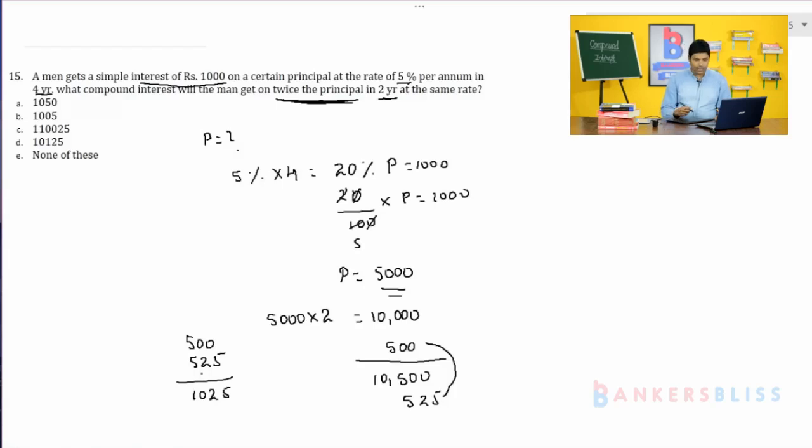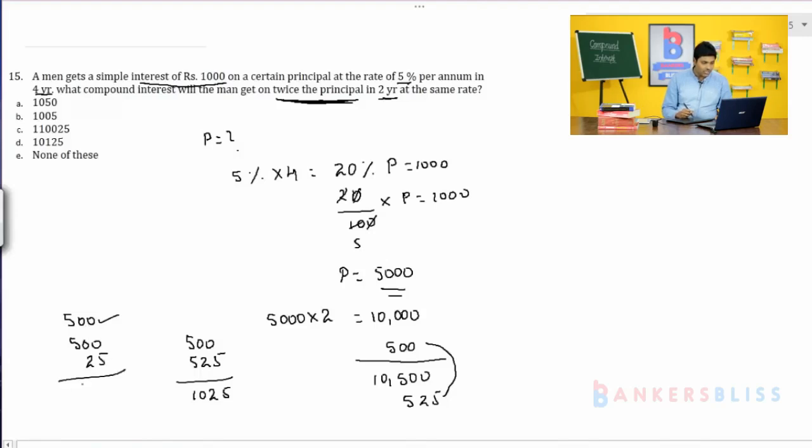Or else directly you can do 5% on 10,000, that is 500. Second year also you are going to get 500, and 5% on this 500: 10% is 50, 5% is 25. So altogether you got 525 plus 500, 1025. So in this method you can save time compared to this also. No need to calculate this 10,500. Directly you will get the interest amount, that is 1025.